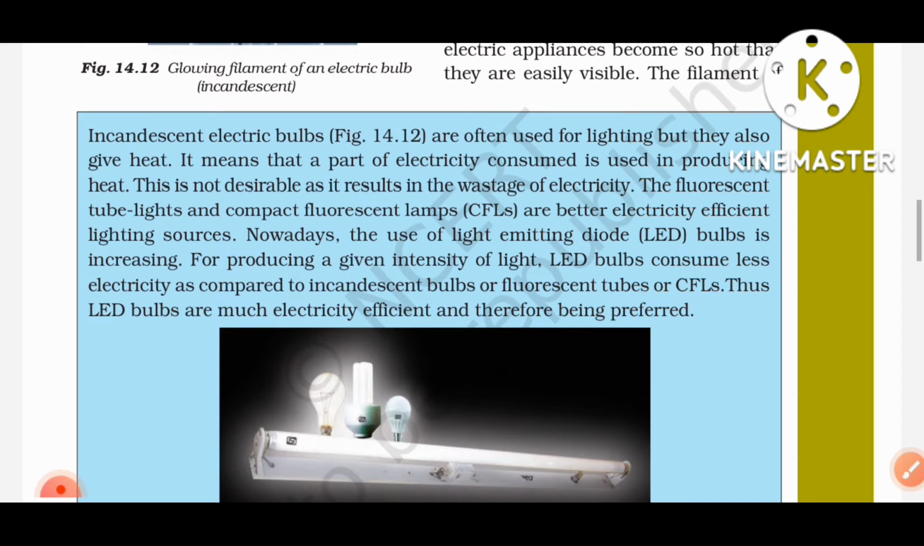The fluorescent tube lights and compact fluorescent lamps (CFLs) are more electricity efficient lighting sources. Nowadays, the use of light emitting diode (LED) bulbs is increasing. For producing a given intensity of light, LED bulbs consume less electricity as compared to incandescent bulbs, fluorescent tubes or CFLs. Thus, LED bulbs are much more electricity efficient and therefore are being preferred.